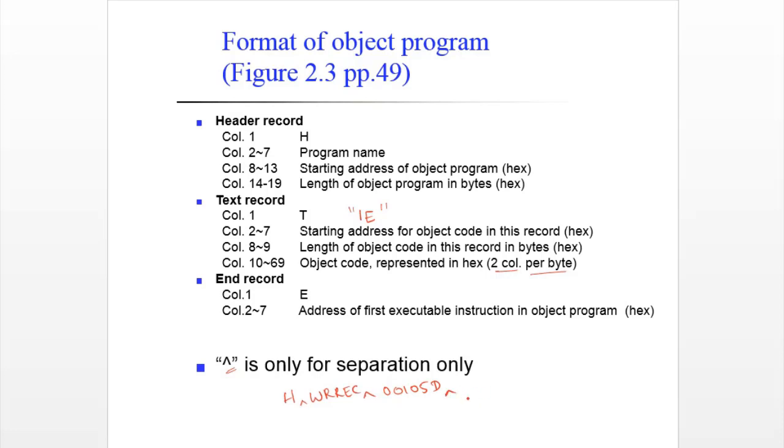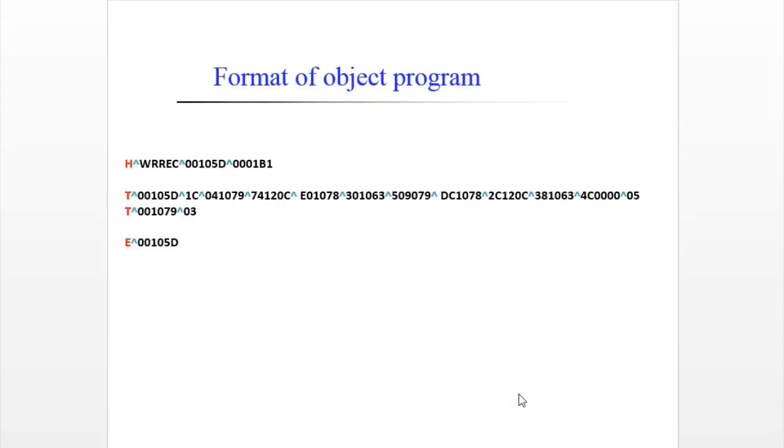Length of the object program will be 0001B1. It is 6 digits there. I'm making the length 6 digits long by appending zeros, not changing the values, and we have to write it like this. Now I will give the complete object program for the program we have just converted into object code.